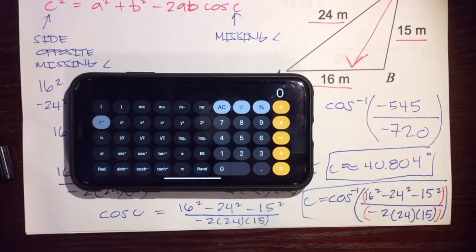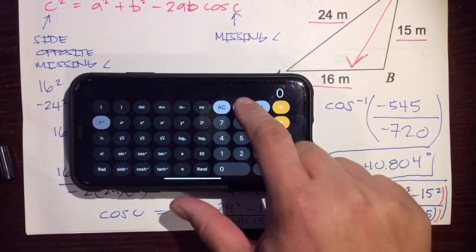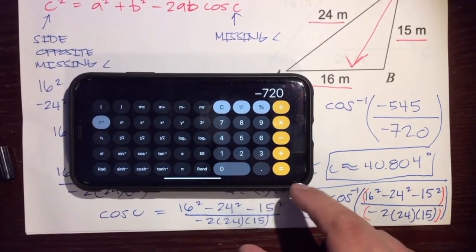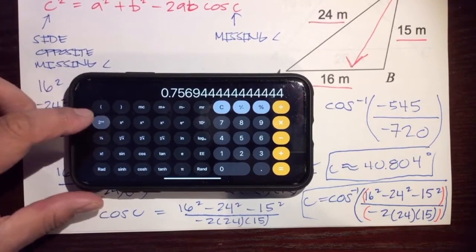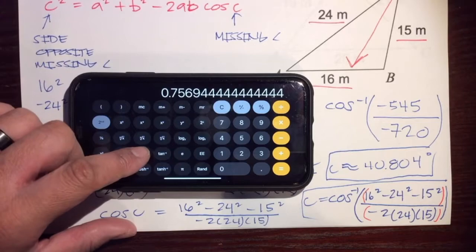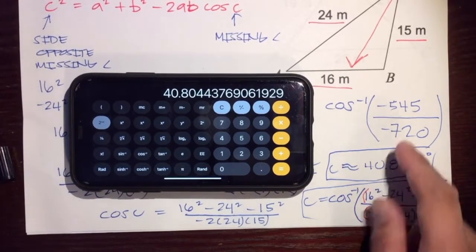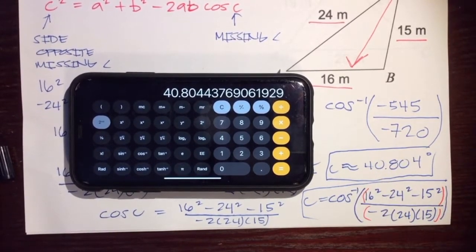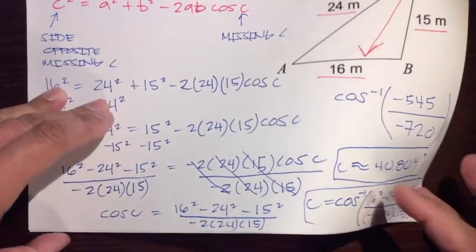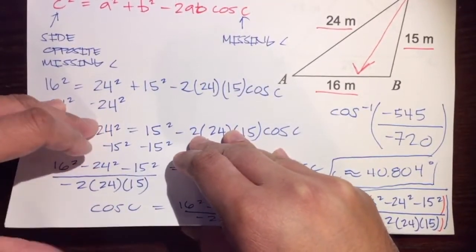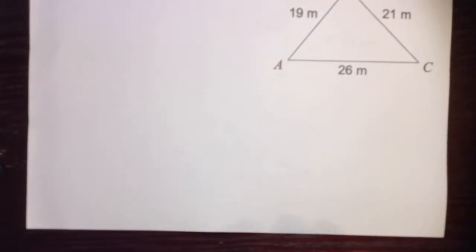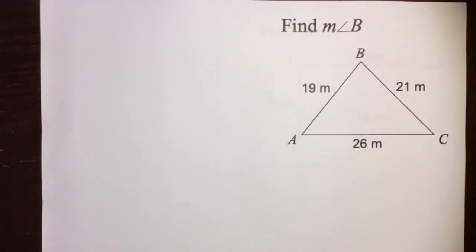40.8. So again, if you missed that, we'll type in negative 545 divided by negative 720, press equals, and then make sure that you can see the inverse cosine, and then press that button, and you have 40.8. So either way, you get the same answer. All right. Now, let's do this. Okay, so 2 ways of doing this. All right, so let's do another example.